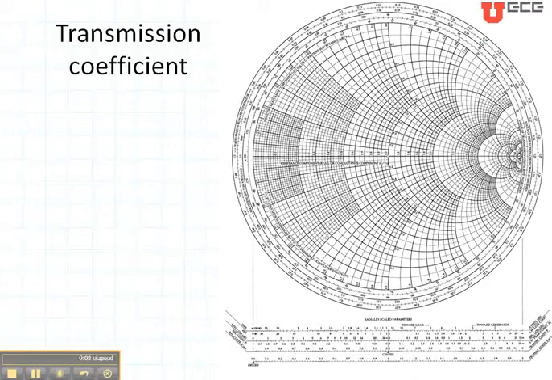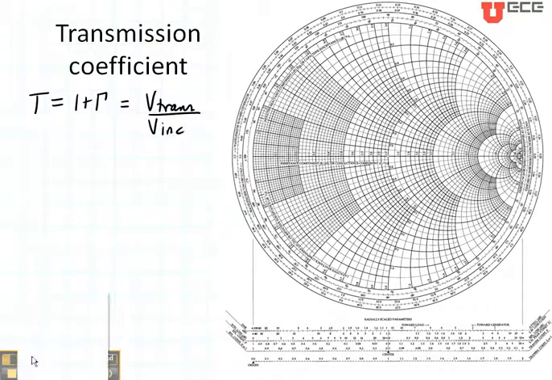Now let's talk about how to use the Smith chart to find the transmission coefficient. The transmission coefficient is 1 plus the reflection coefficient. The transmission coefficient tells us how much voltage is transmitted divided by how much voltage was incident, on a load for instance. The transmission coefficient can be found using a different set of axes.